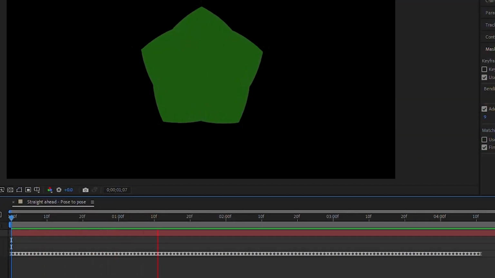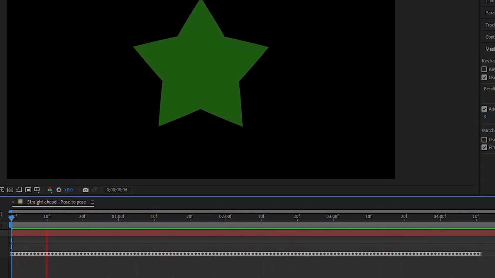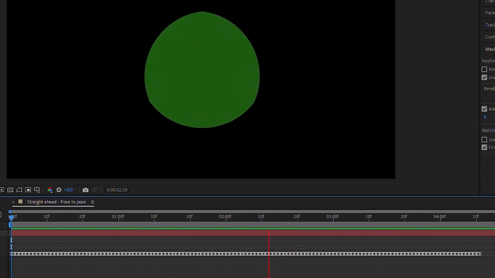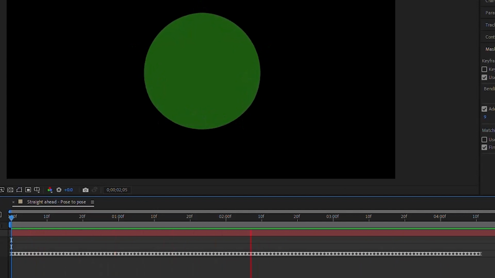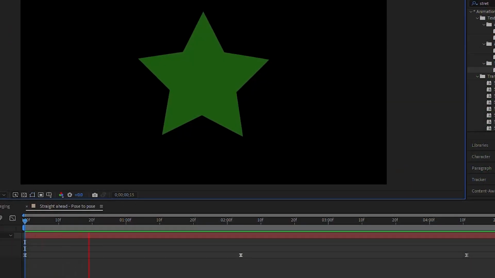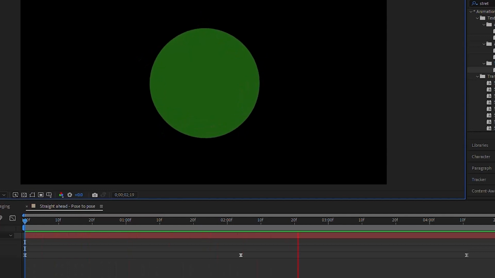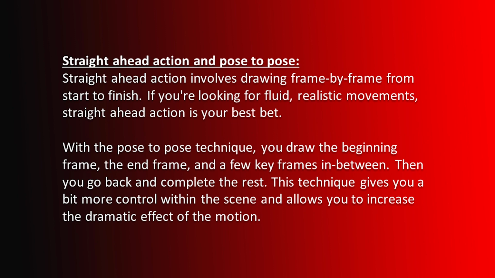So this is a good example of straight ahead actions, and I get it. In After Effects, it's kind of difficult because it doesn't really exist, but see how there's a keyframe on each and every frame? And in here you have just a couple of keyframes, and that's enough to give you the motion that you need. So pose to pose or straight ahead action.